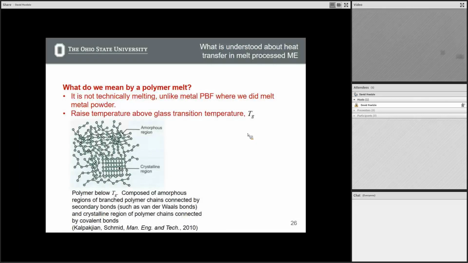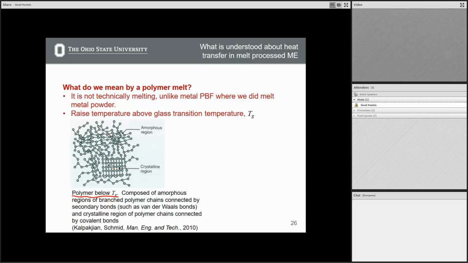All right. So if we look at what a polymer is, it is oftentimes called an amorphous material. This means that the majority of the polymer is below what people call the glass transition temperature. It's composed of these chains, which are connected by what are called secondary bonds. These are weaker bonds, not covalent bonds, such as van der Waals bonds, ionic bonds, other types of bonding. But these are fairly weak bonds that are holding this polymer structure together.